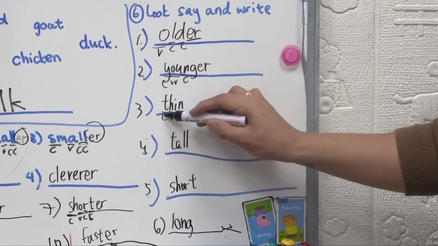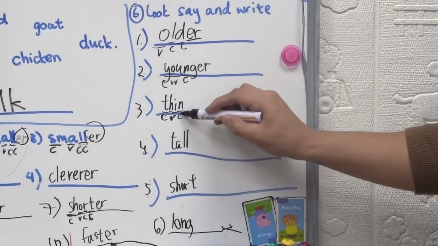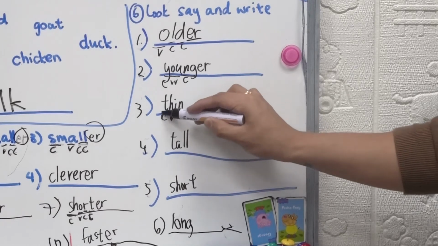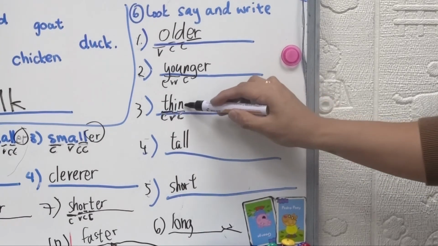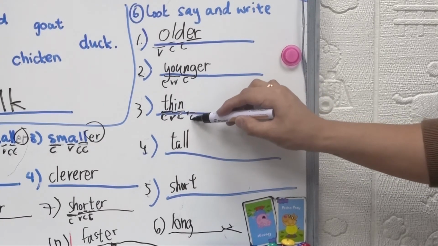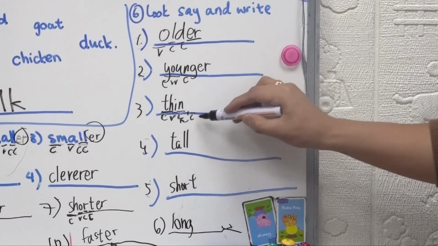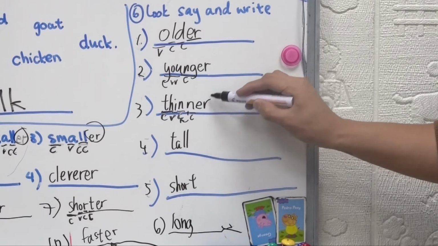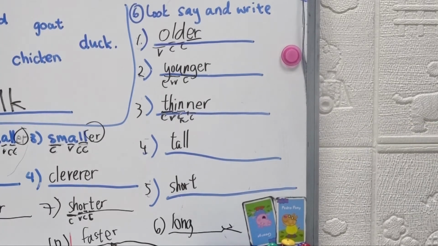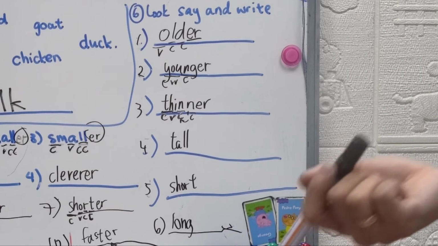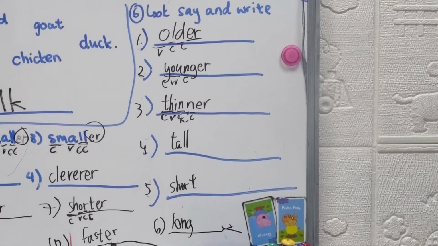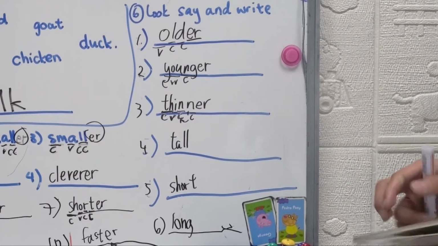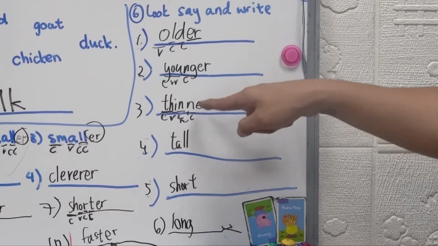We see here C, V, and another C. The th sound is one sound, right? So we need to put another C. The C will follow the old C, right? So put N and then ER. Thinner. If you don't put another N, it will become finer. Finer is not a word, right? It should be thinner, two N's.